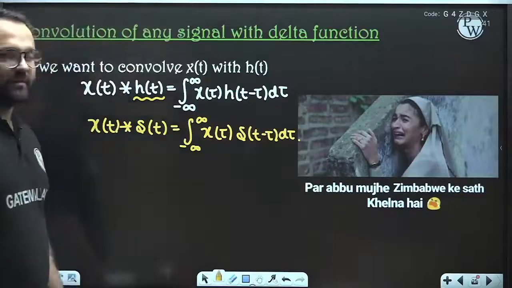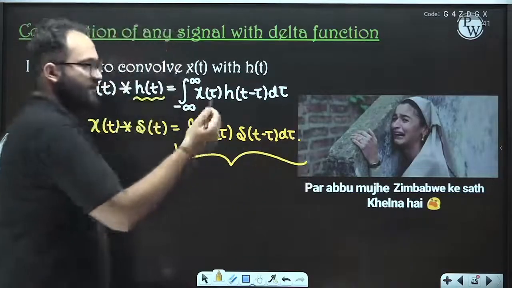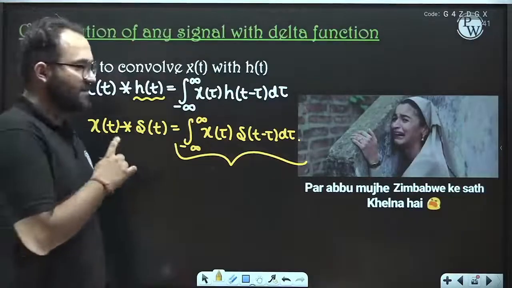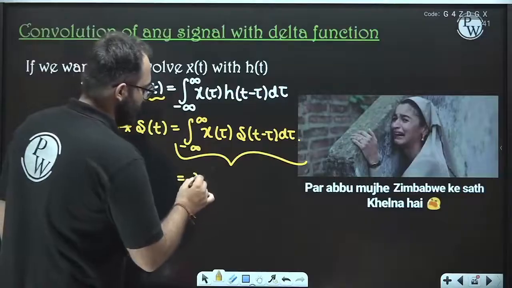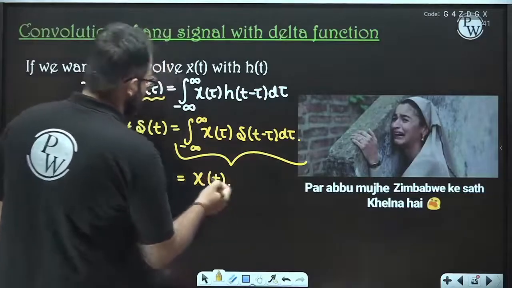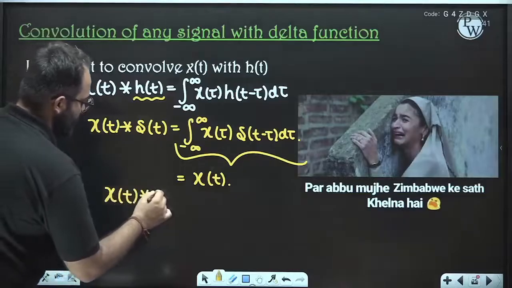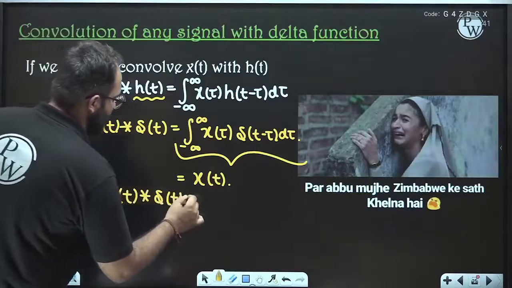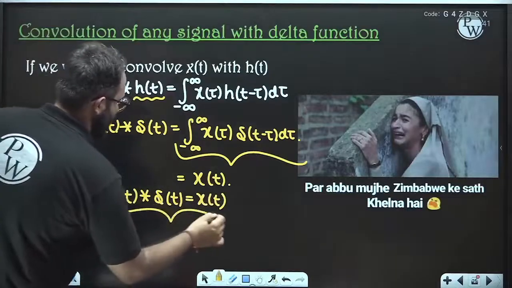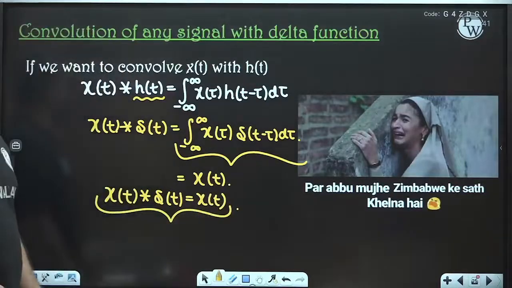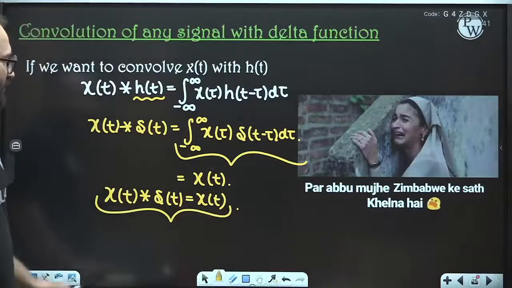So we can see that this is simply an expression we have seen somewhere. Yes, we have seen this expression in the starting of the class. This is x(t) only. So x(t) convolution delta(t) is equal to x(t) only. Okay, great. Always remember this.